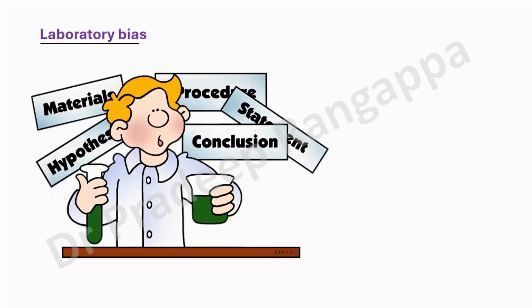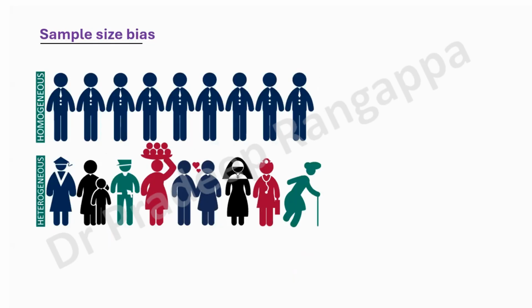Or laboratory bias, where the laboratory personnel who are doing the study may influence the results to favor the outcome of the study. So this is laboratory bias. So bias in the way the test is run, interpreted, or retested. Then there is a sample size bias.